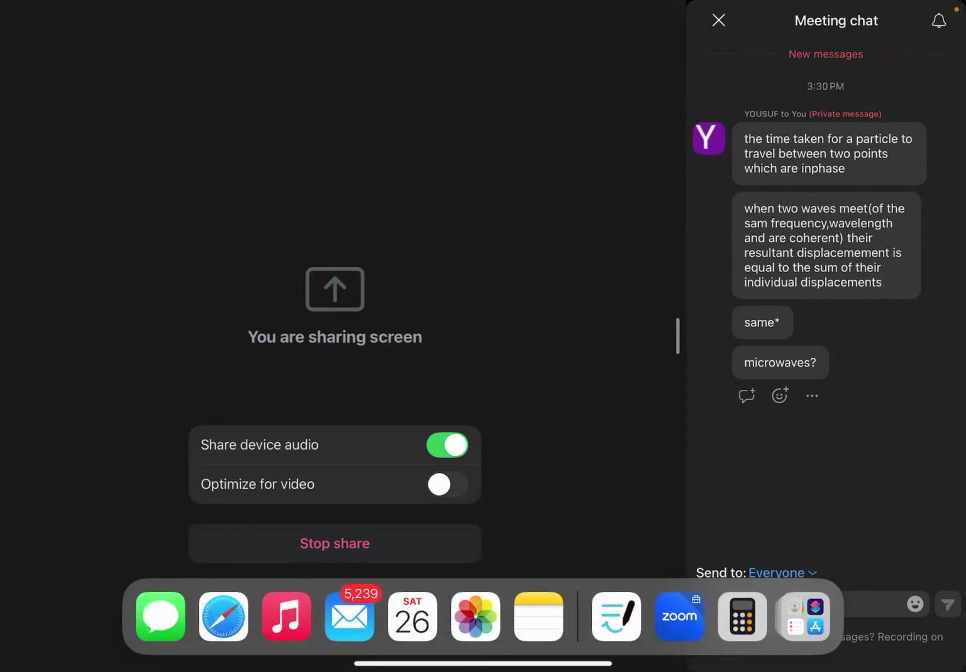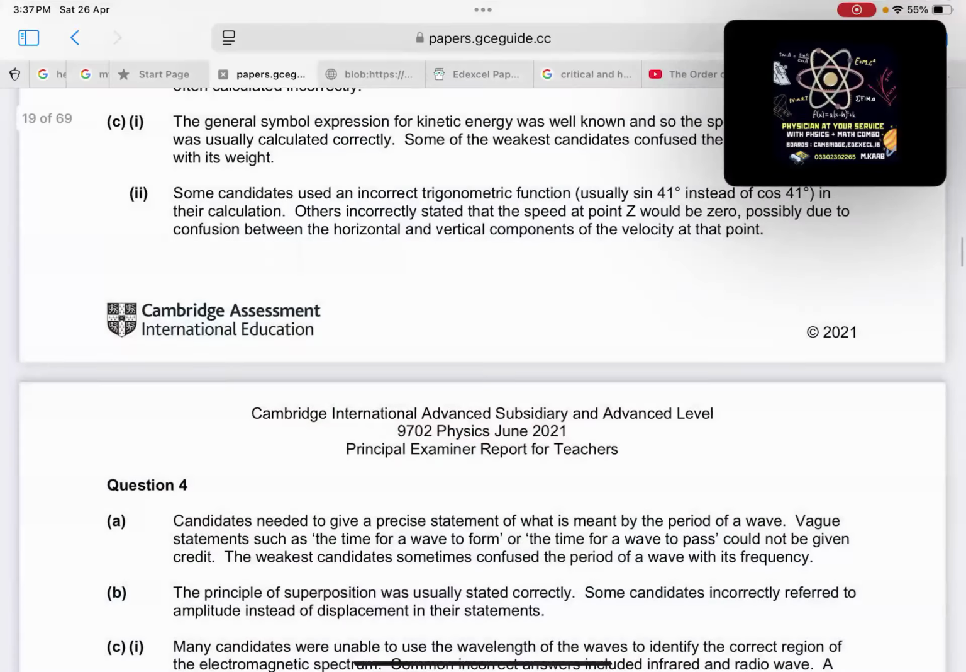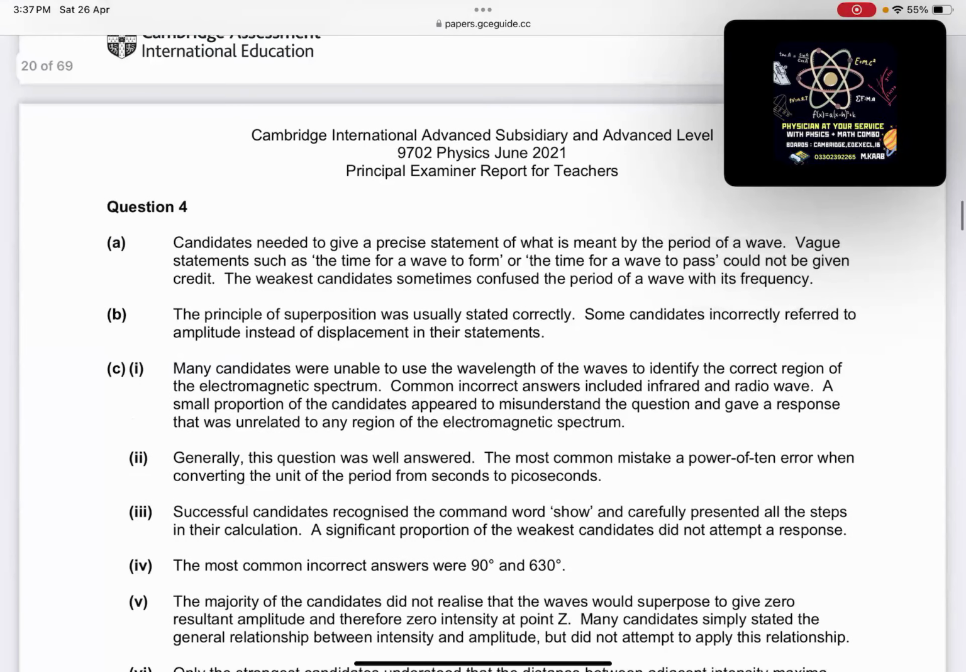अच्छा, by the way, मैं तुम्हें इसकी एग्जाम रिपोर्ट भी दिखा देता हूँ. क्वेश्चन 4 की. Some candidates needed to give a precise statement of what is meant by the period of the wave. Vague statements such as the time for one wave to form or the time for a wave to pass could not be given credit. Okay, be very careful. Weakest candidates sometimes confuse the period of the wave with the frequency.